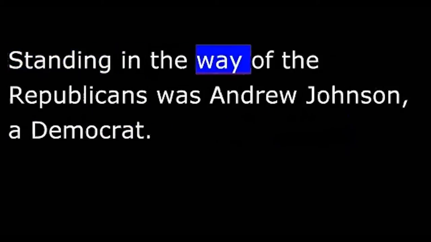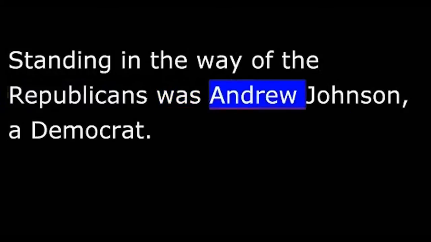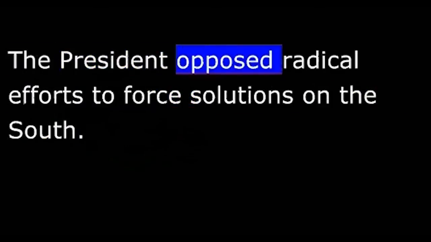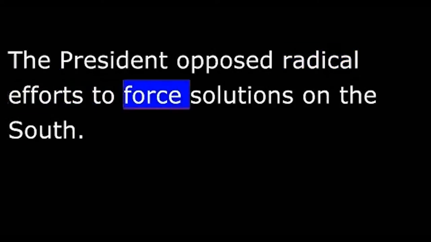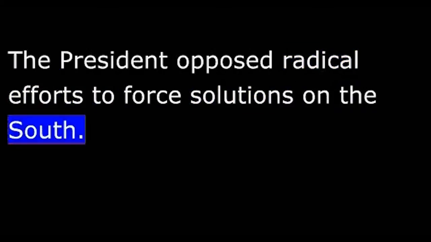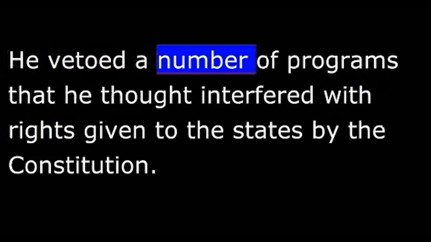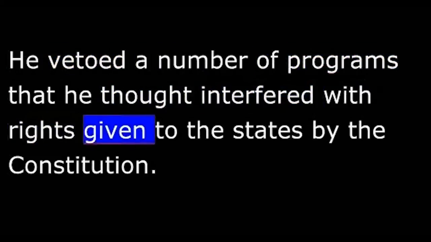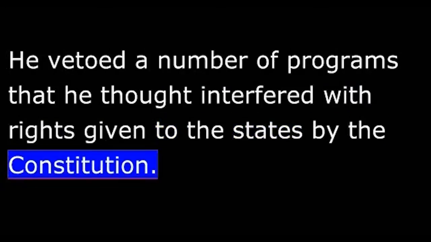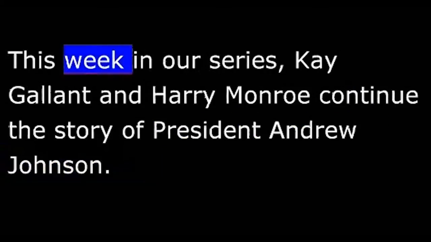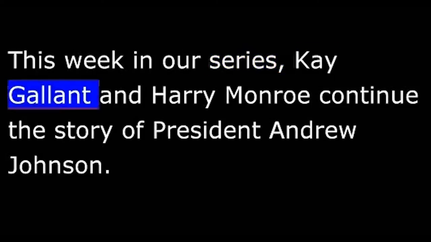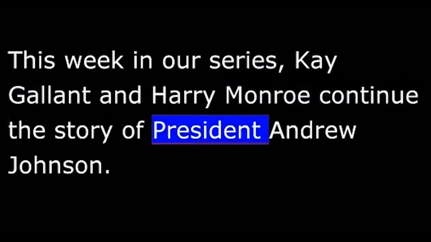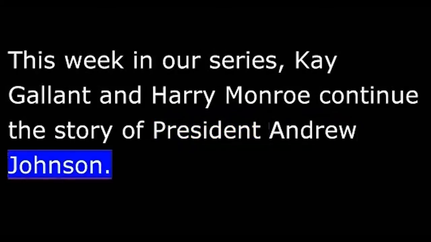Standing in the way of the Republicans was Andrew Johnson, a Democrat. The president opposed radical efforts to force solutions on the South. He vetoed a number of programs that he thought interfered with rights given to the states by the Constitution. This week in our series, Kay Gallant and Harry Monroe continue the story of President Andrew Johnson.